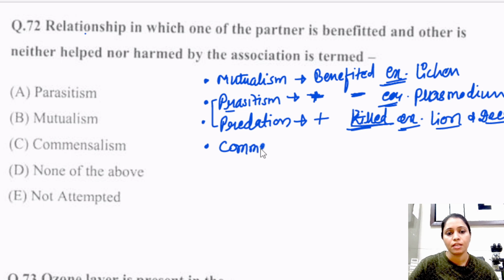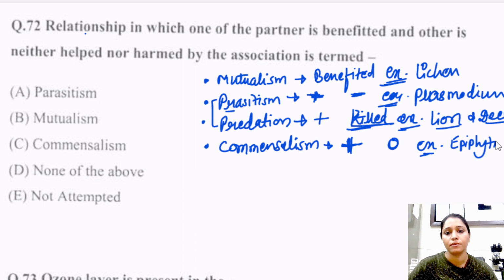Next relationship is the commensalism. In this relationship, one is benefited and another is neutral, means plus zero relationship. One is benefited and another partner is neutral. So examples for this are the epiphytic plant and barnacles on whale. These are the examples of commensalism.